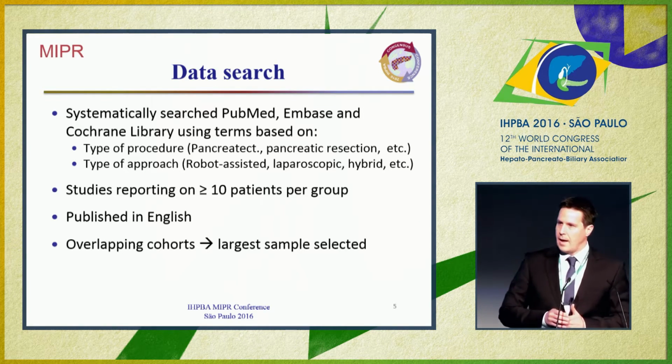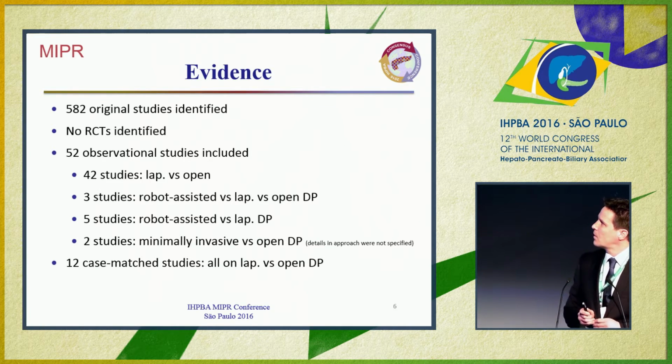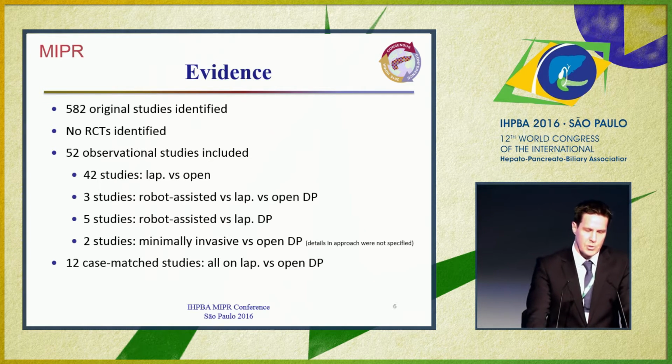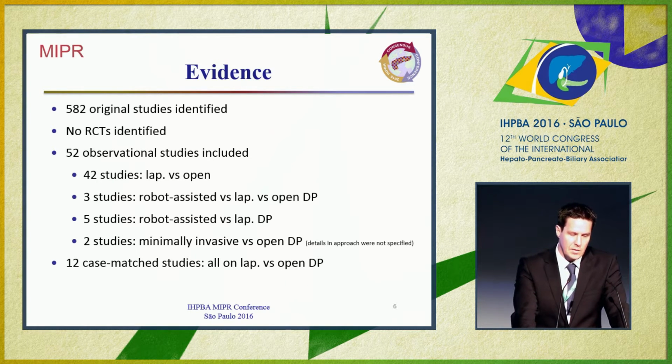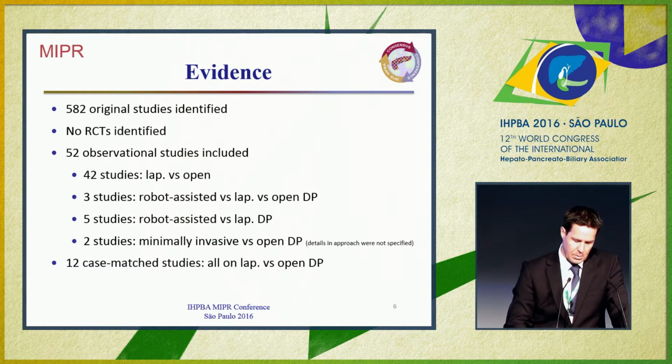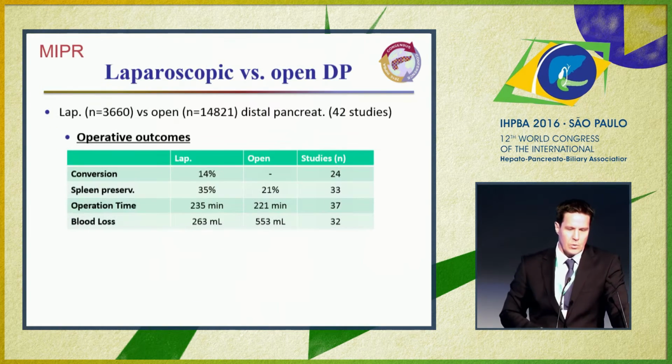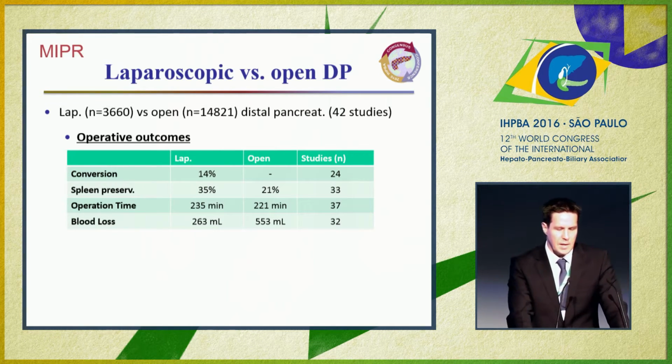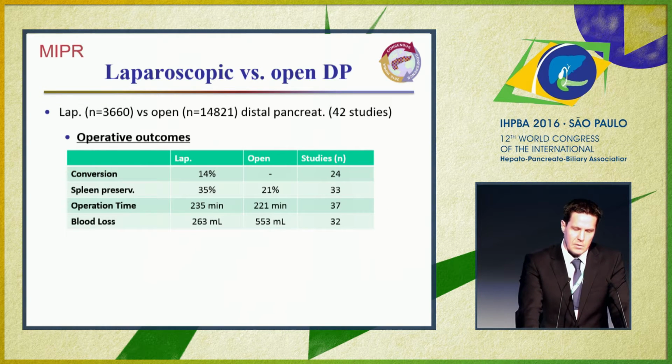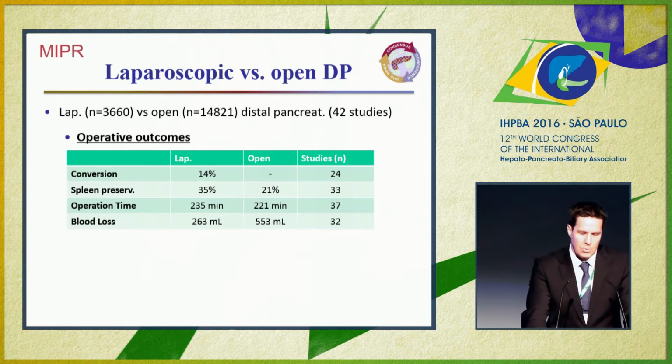I'm sorry for that. As you can see here, they identified almost 600 original studies, no RCTs as I said, and there were 52 observational studies and 12 case-match studies. These were all on laparoscopic versus open distal pancreatectomy. So this is the largest cohort, the comparison of laparoscopic versus open distal pancreatectomy. These are the cohort studies for this comparison: 42 studies, including almost 18,000 patients, and these are the operative outcomes.